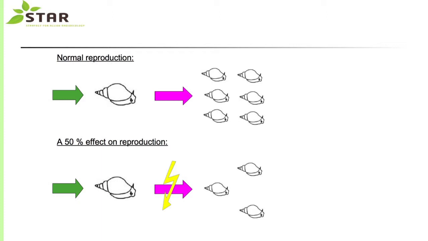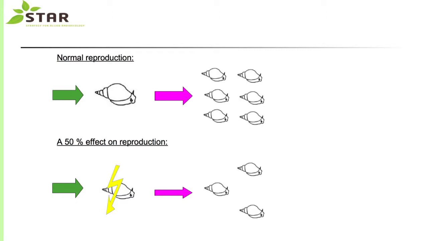It could also be that if we see a 50% effect on reproduction, instead of influencing reproduction itself, the offspring is killed. But we don't see it because we just see an effect on reproduction. The same way, it could be that there's an effect on the snail itself, which results in an effect on reproduction, but the effect is actually on the snail itself.